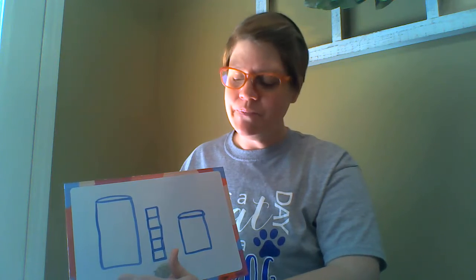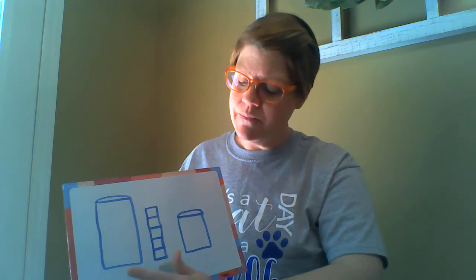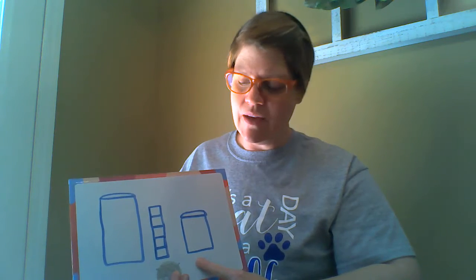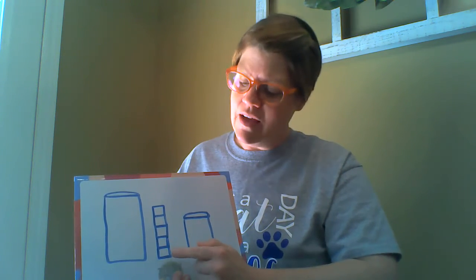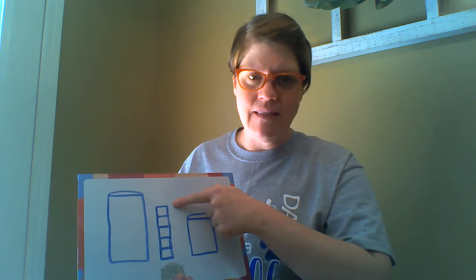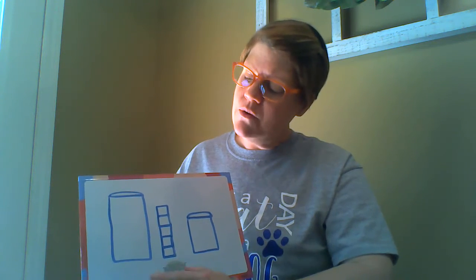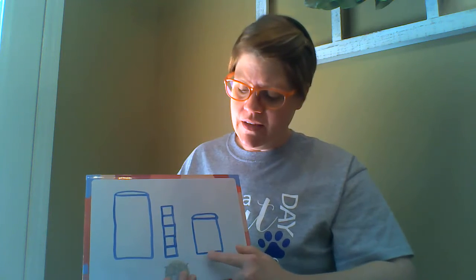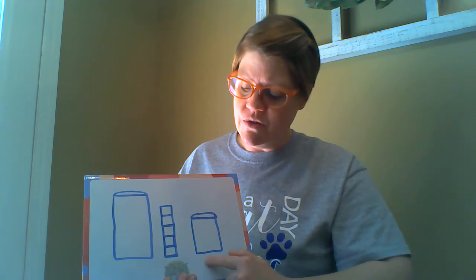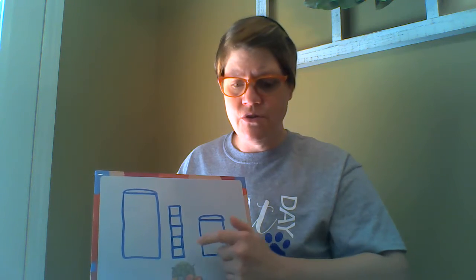So I have a cup of milk. We're going to pretend this is milk, and we're going to pretend this is juice, okay? And in between, we have 5 cubes linked together, okay? So when we look at the milk and the cubes, we can tell that the milk is taller than the cubes. And when we look at the juice and the cubes, we can tell that the juice is shorter than the cubes. So by knowing that the milk is taller than the cubes and the juice is shorter than the cubes, we know that the juice is shorter than the milk.